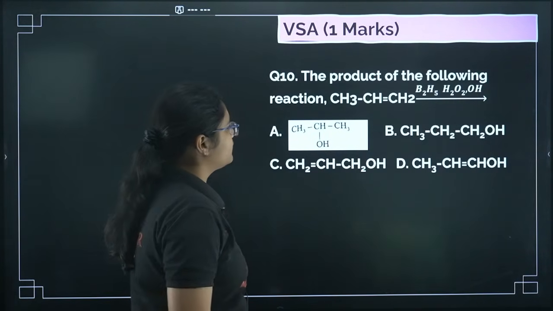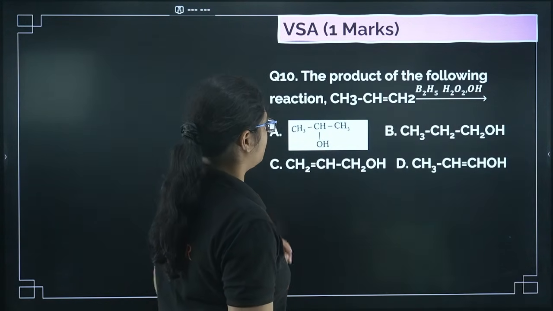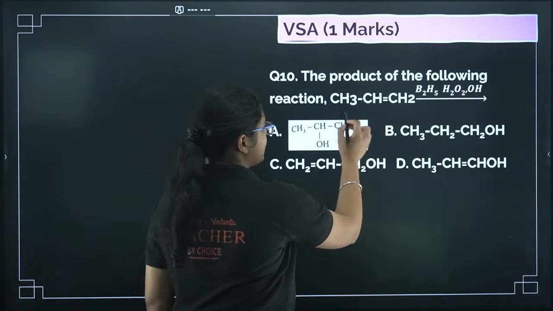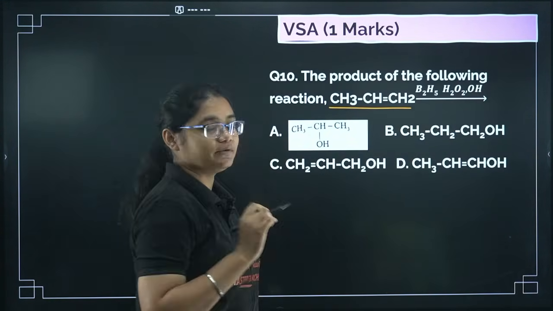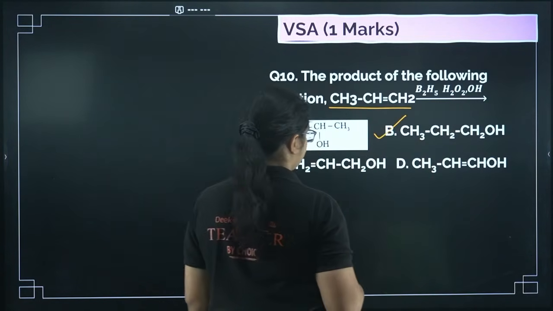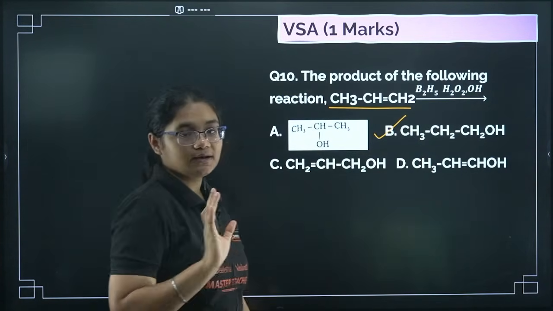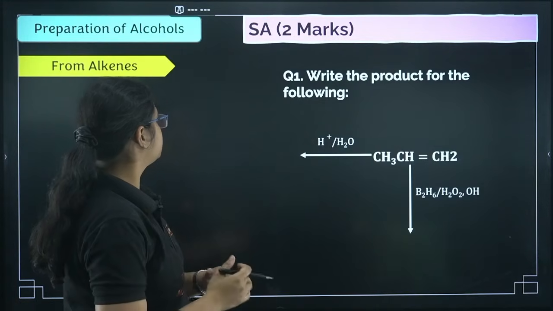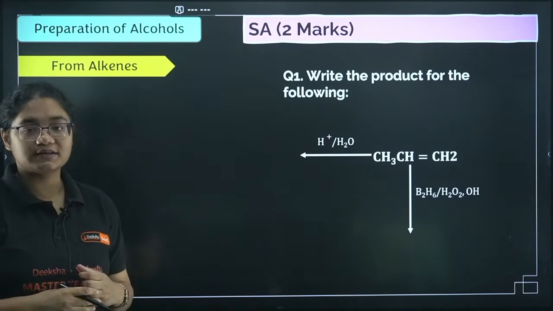Next, the product of the following reaction is. So this is your anti-Markovnikov's addition of water, so you will get propan-1-ol, which is your option number B here. All other options are incorrect.